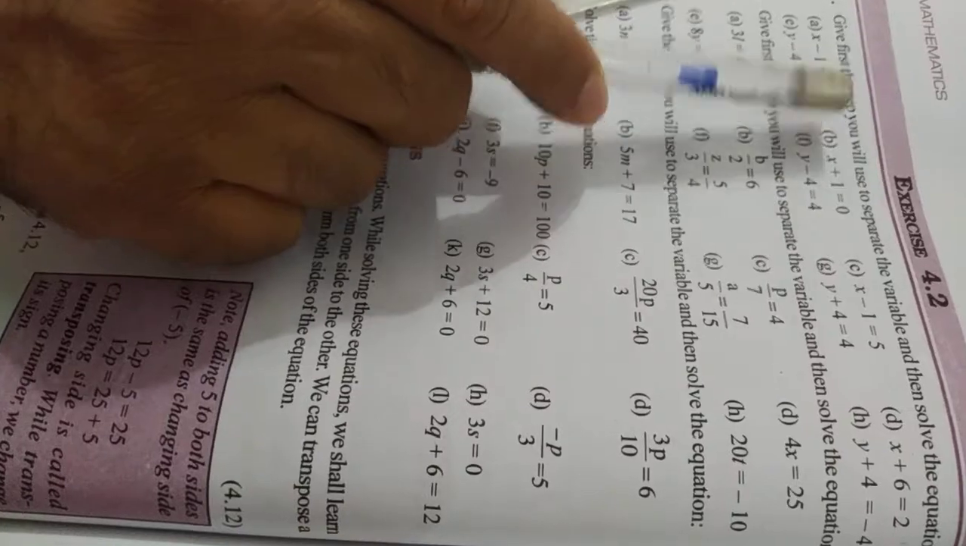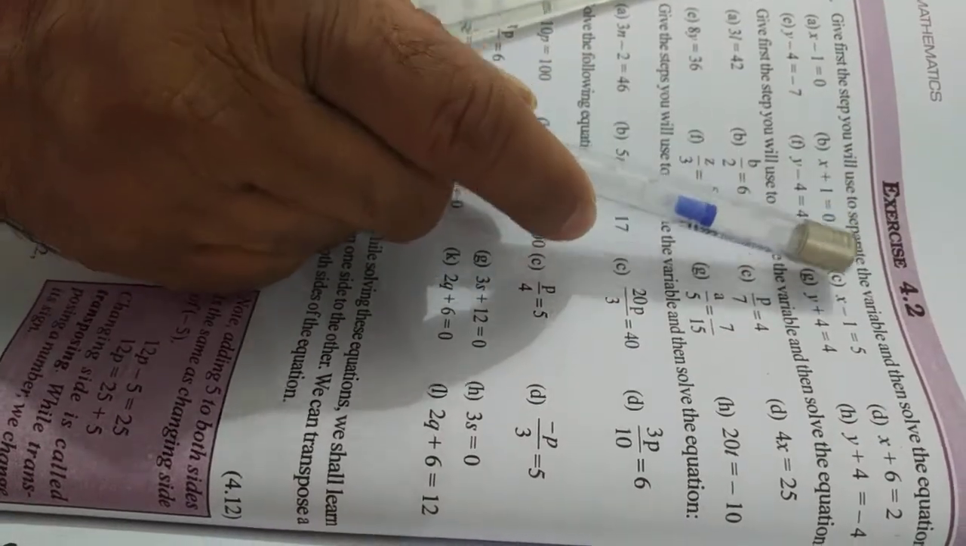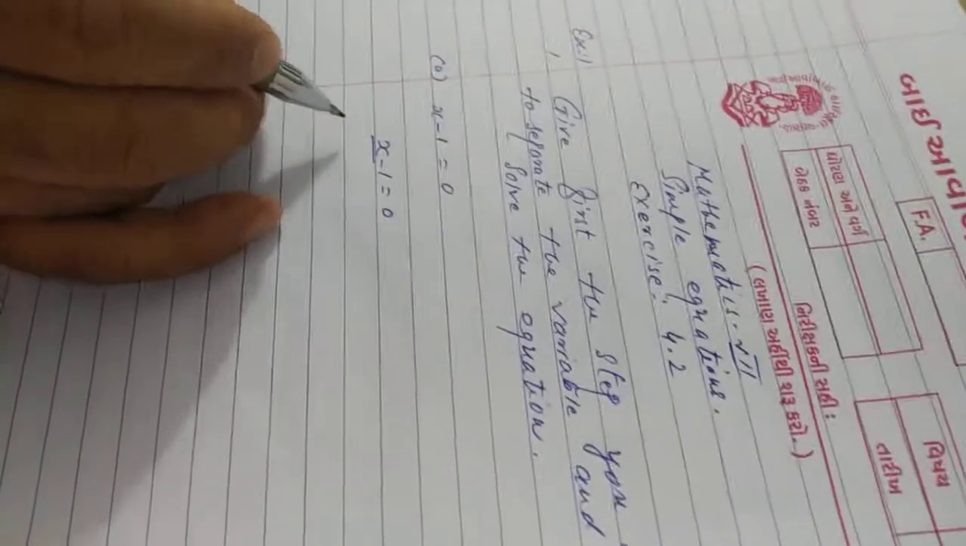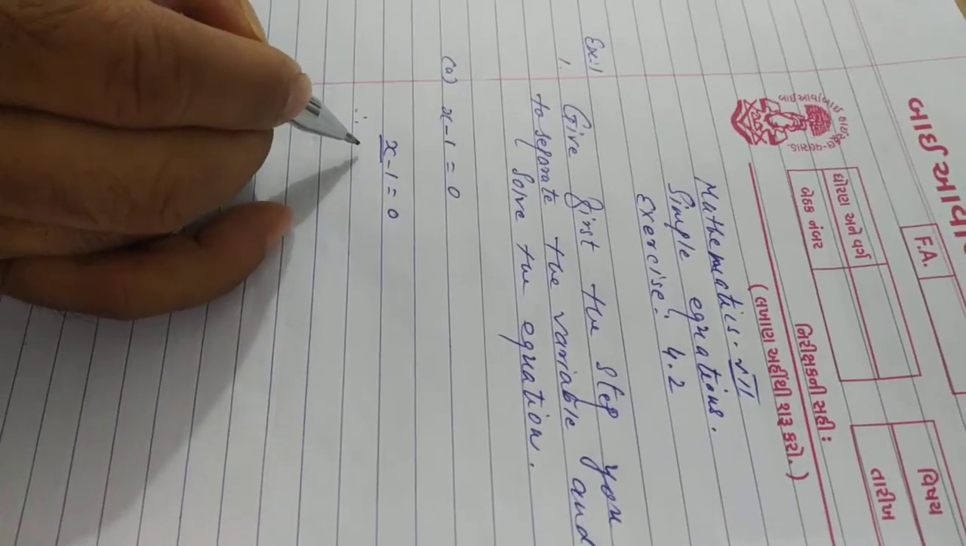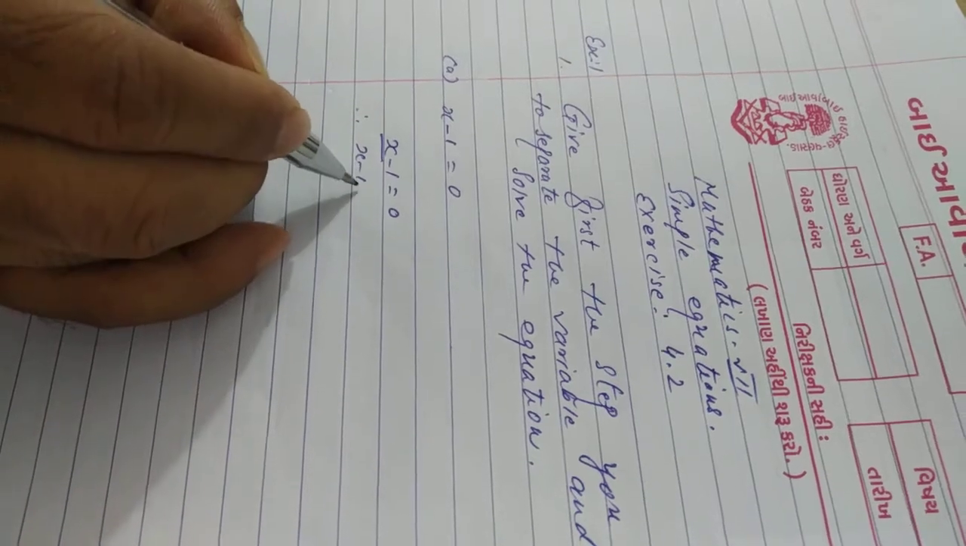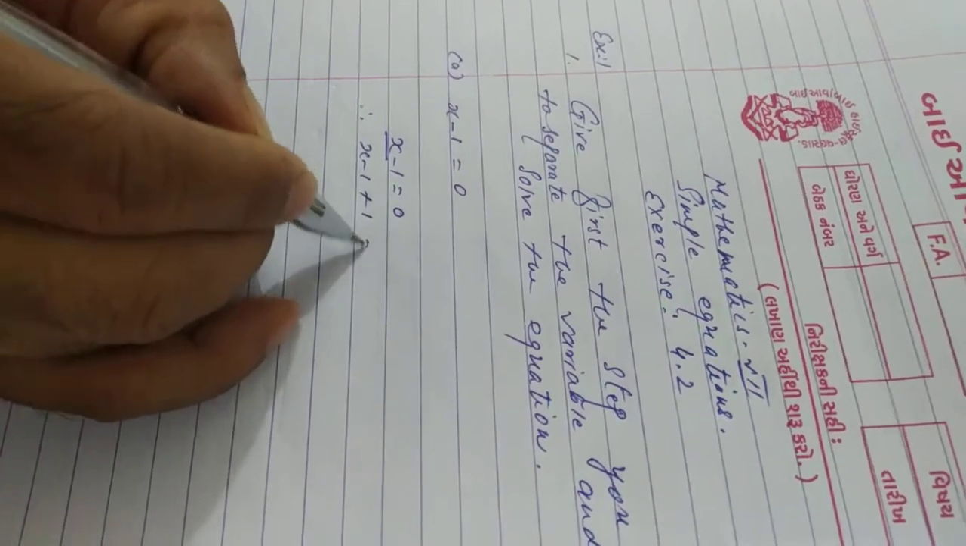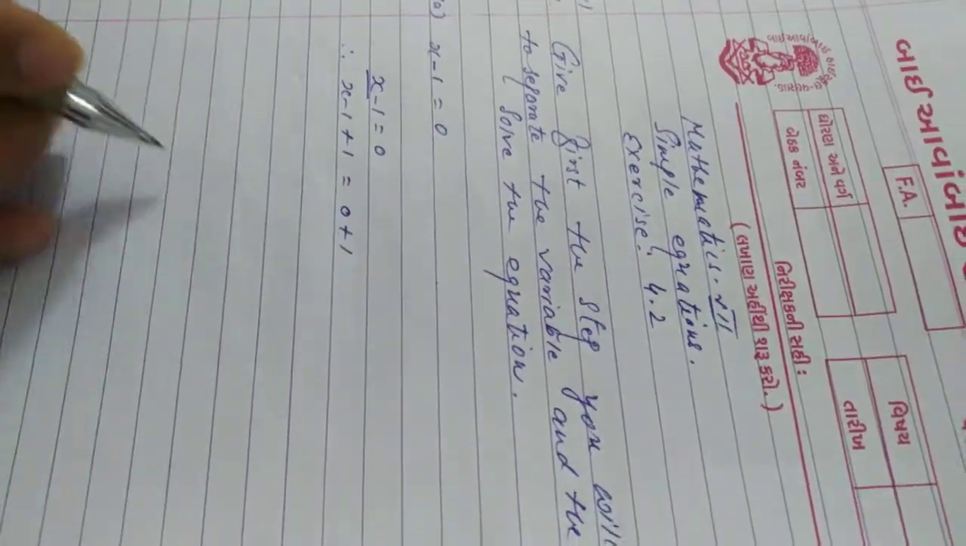See the first one here. What you have to do? Give first the step you will use to separate the variable. So how we are going to separate the given variable, that we have to mention over here. See the first example, x minus 1 is equal to 0. So to separate the variable, what will we do? Suppose x minus 1 plus 1 is equal to 0 plus 1.